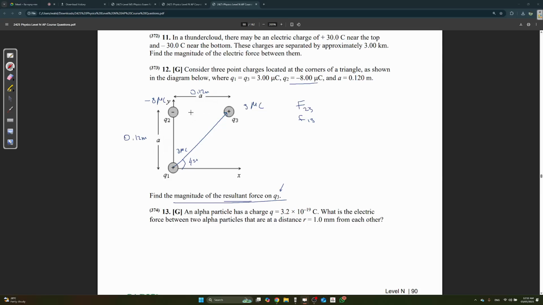Okay, so the force of 2 on 3. This is negative and this is positive, so this is attraction, right? So obviously the force will be like this, moving to the left. And then you have positive, positive over here, so obviously they're going to be repelling.